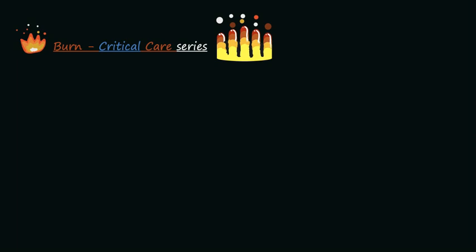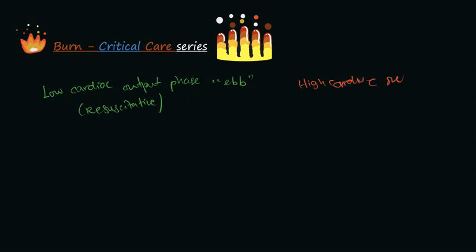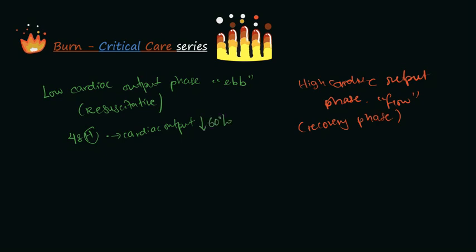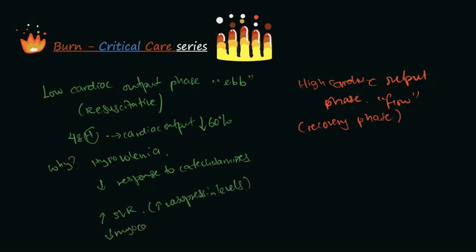Owing to the pathology of burn, management can be divided into two phases according to the cardiovascular status. The low cardiac output phase, or ebb, known as the resuscitative phase, and the high cardiac output phase, or the recovery phase, known as flow. The ebb phase normally occurs for about 48 hours, and it involves reduction in cardiac output of about 60%. And this happened due to hypovolemia, reduction in response to catecholamines, increase in systemic vascular resistance due to increase in vasopressin levels, and reduction in myocardial contractility.